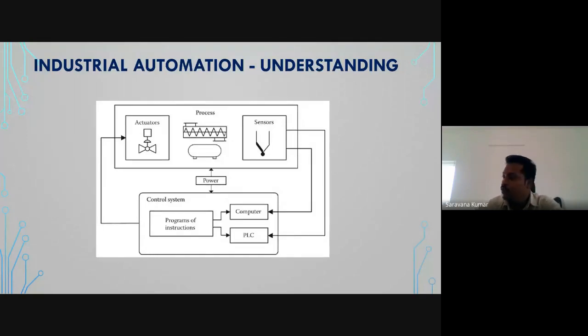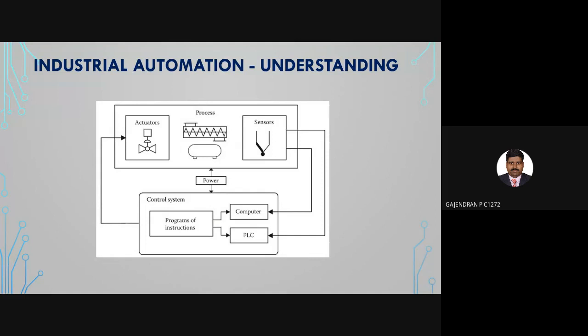Daily we are seeing automation, even at home. Whenever we are going outside, wherever we are going, we are seeing automation. Any simple thing, even our washing machine that we use daily is also automation. When you are going outside, traffic lights are also automation. Any comments? Students, you can unmute and answer, or even type it in the chat box.